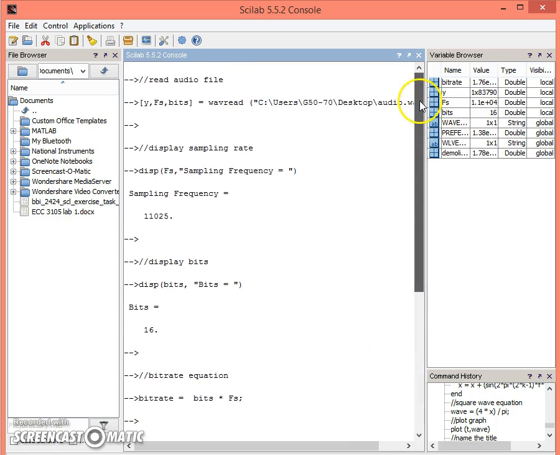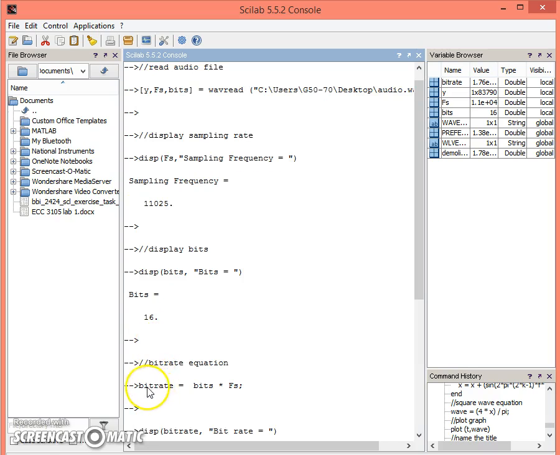After execution, we know that the audio file has been read and the sampling rate displayed. The sampling frequency is the same as the sampling rate. The sampling frequency is 11,025 hertz, and we display the bits per sample, which is 16 bits per sample.